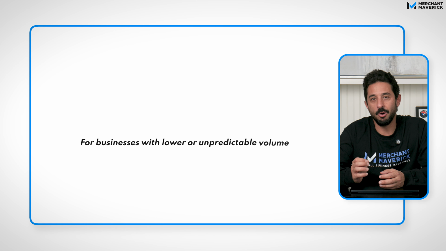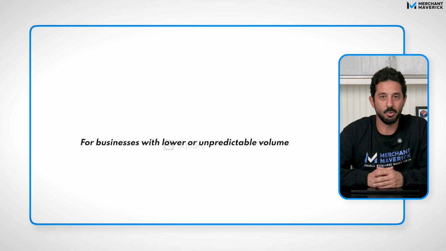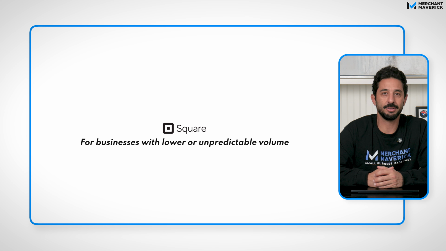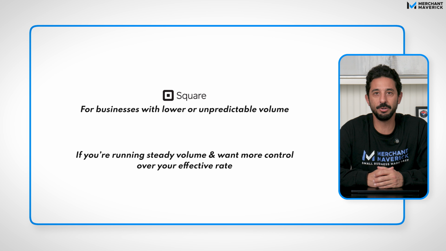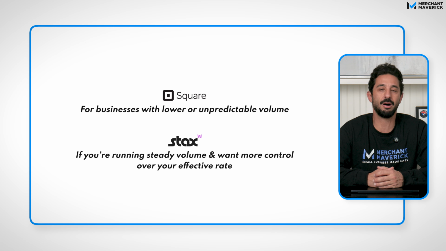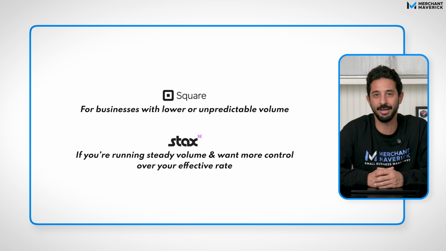Now, Square does offer custom pricing for some higher volume businesses, but those rates aren't published and usually require direct negotiation. For businesses with lower or unpredictable volume, Square's pricing is easier to manage month to month. For businesses with steady volume that want more control over long-term costs, Stax's model often comes out ahead.